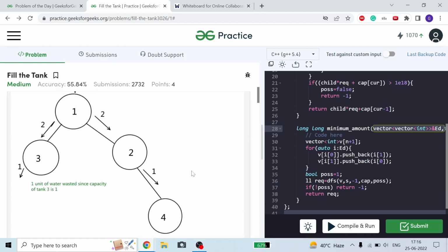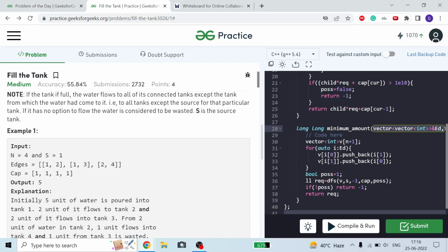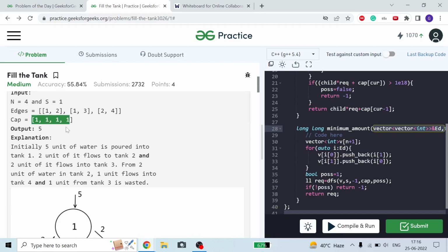each of the tanks will contain water of cap[i]. Like here, the capacity of each of the nodes is 1. So after pouring water, every node should contain at least this much water and the extra water should be wasted.